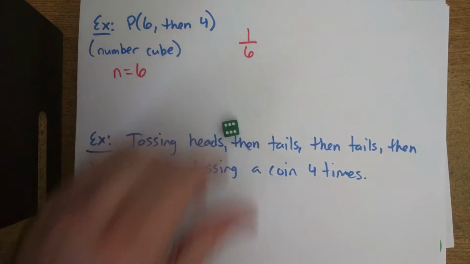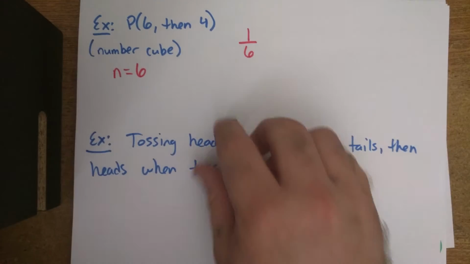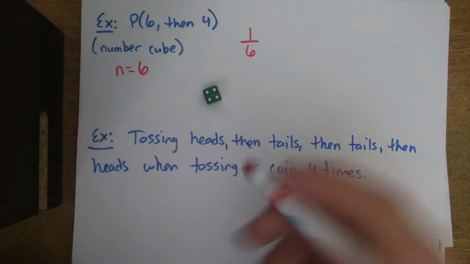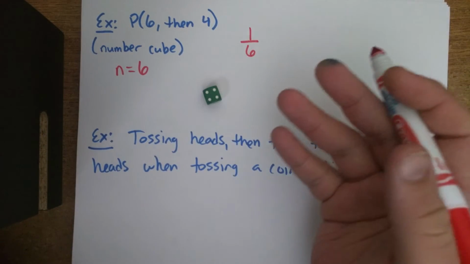If you roll a 6... Oh, I was hoping to roll a 6 there. And then you roll a 4. Let's see if I get it. Oh, dang it.